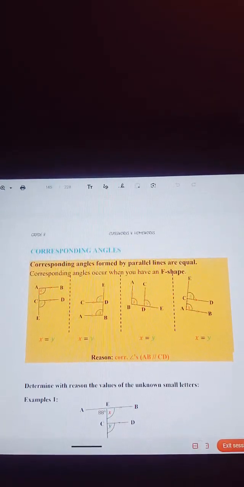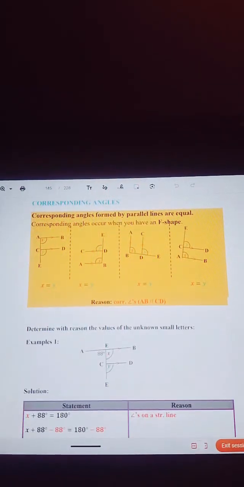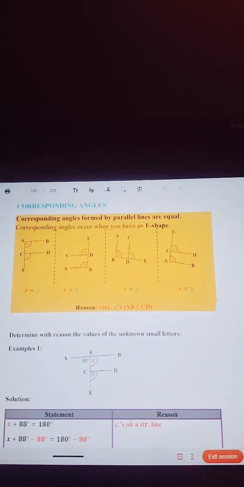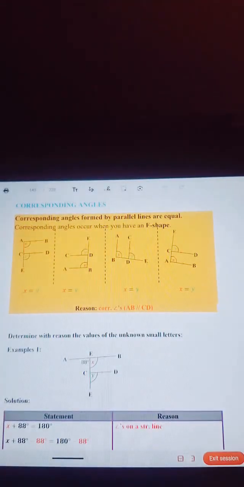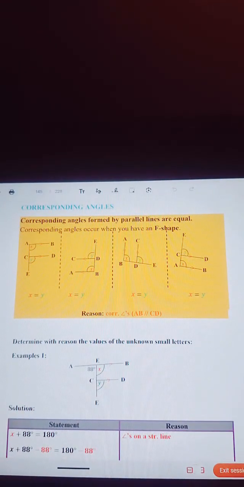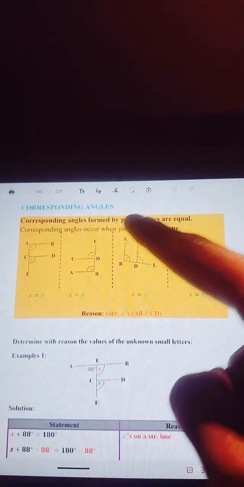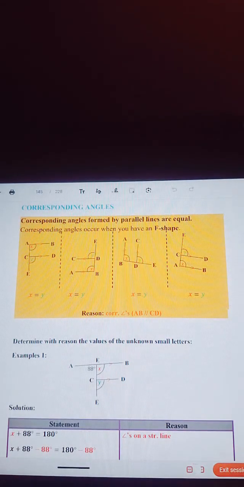Right, as you see the situation there, as it is shown on the screen. Corresponding angles are formed by parallel lines. Corresponding angles formed by parallel lines are equal. That basically means that corresponding angles can exist even without parallel lines, but the ones that are formed by parallel lines, we say that they are equal.